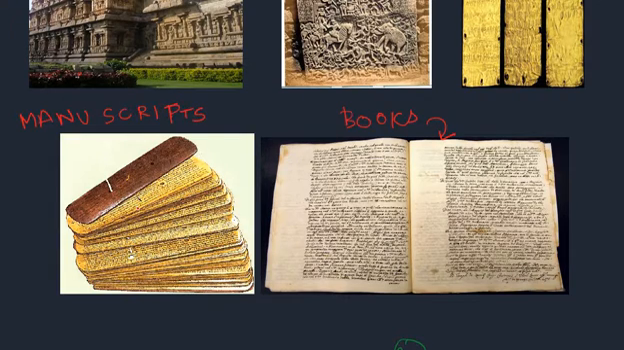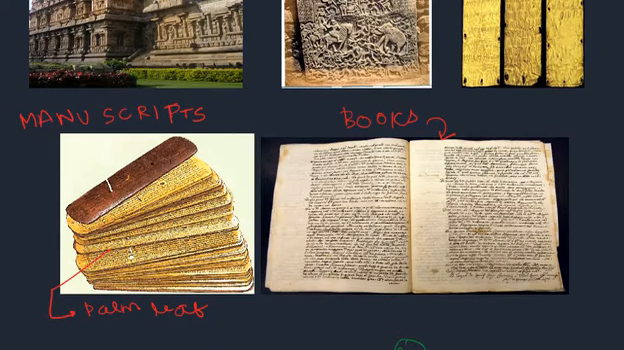So these scripts are usually made up of palm leaf, or they can also use the bark of a tree known as birch tree. So these manuscripts are made up of either palm leaf or the bark of a tree known as birch tree.